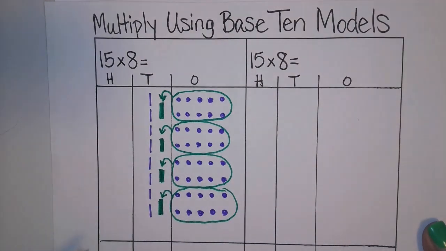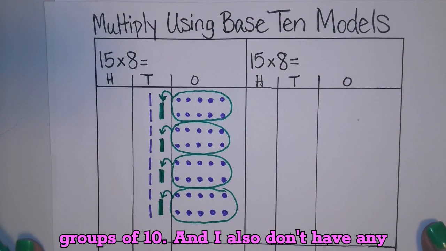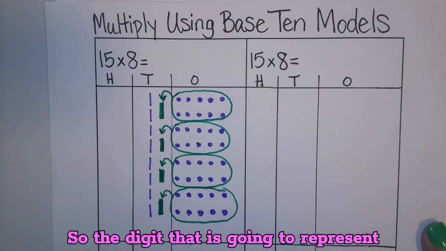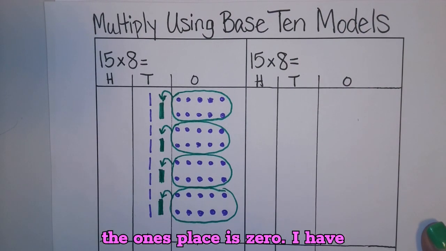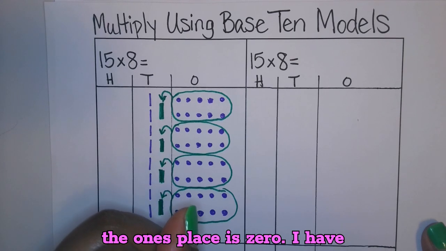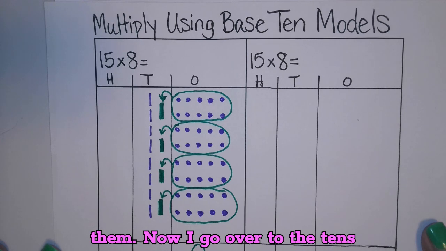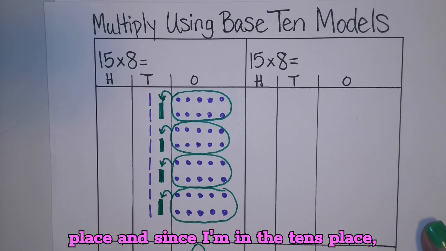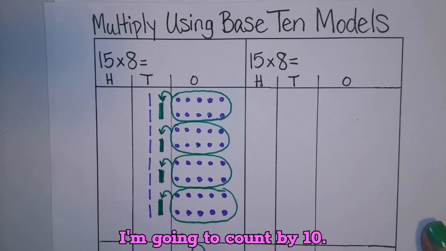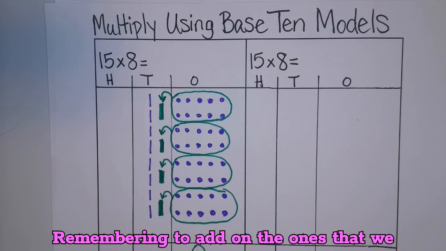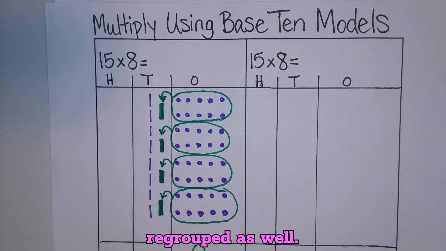Now, as you can see, I can't make any more groups of 10. And I also don't have any left over. So the digit that is going to represent the ones place is 0. I have none left over. I had to regroup all of them. Now I go over to the tens place, and since I'm in the tens place, I'm going to count by 10, remembering to add on the ones that we regrouped as well.